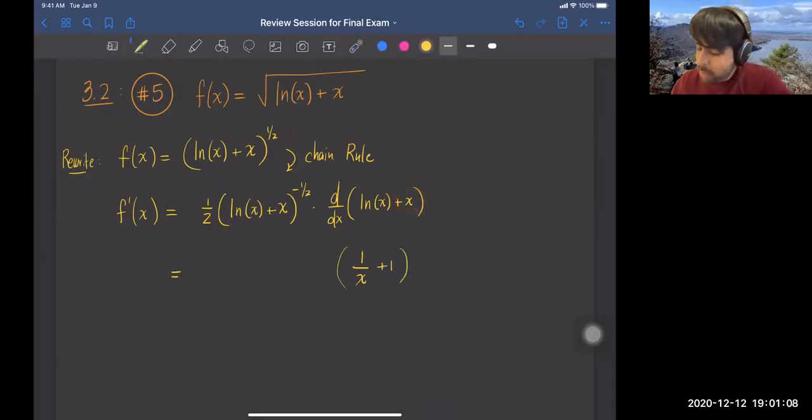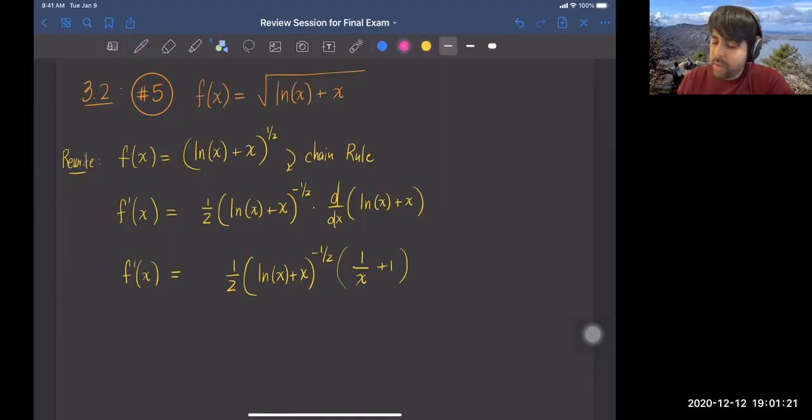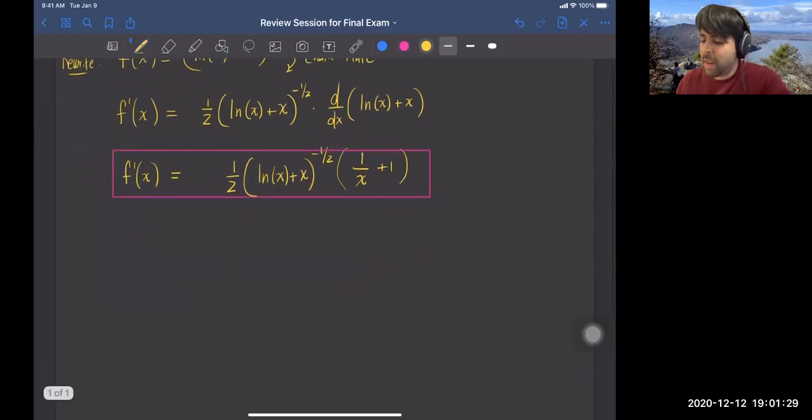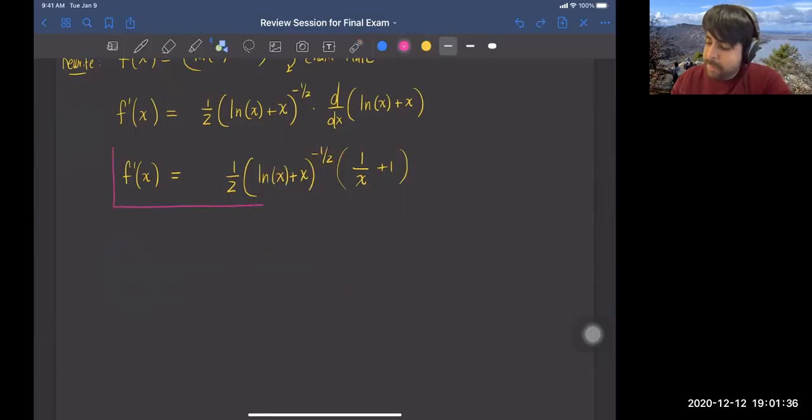And this whole thing is being multiplied by 1/2 times ln of x plus x raised to the negative 1/2 power. At this stage, we are finished. In terms of finding the derivative, we are done. Now, if you want to make this a little cleaner, a little more compact, we usually don't have negative exponents. Let me just redo that box again and make that a little nicer for you guys.